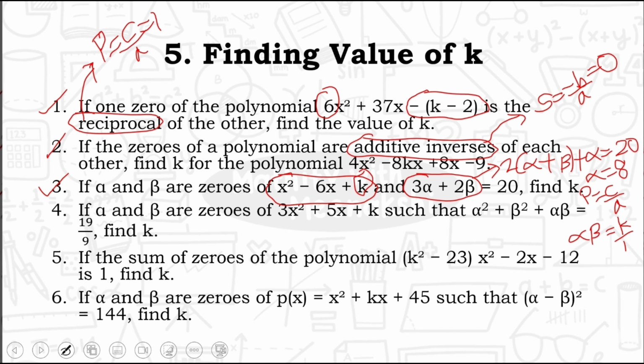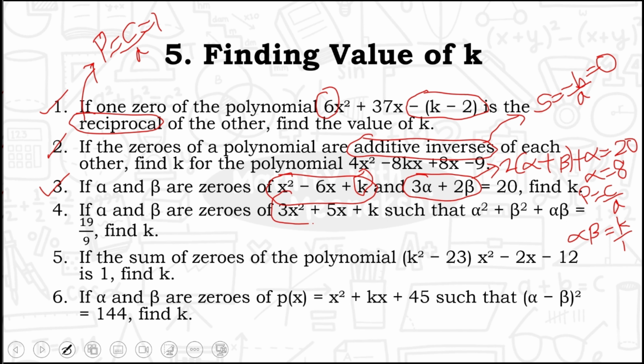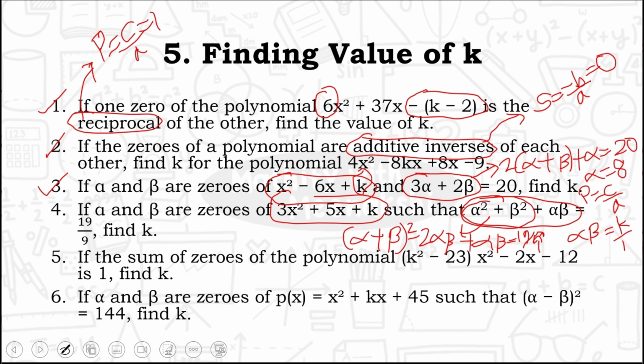Let's move to the fourth question. In the fourth question, again alpha and beta are zeros of a polynomial, and again here we have two variables. As I mentioned, whenever we have two variables, we can't find the value of alpha and beta directly. We always have to reduce our expression to find sum and product. So here you know the formula for alpha square plus beta square. What is alpha square plus beta square? That is alpha plus beta whole square minus 2 alpha beta. And we are left with plus alpha beta, and this is given as 19 by 9. So you will solve this and you will get the value of k.